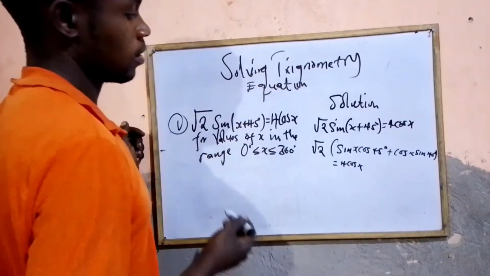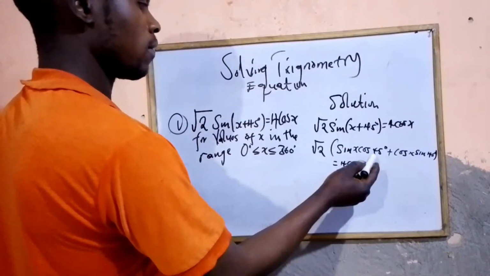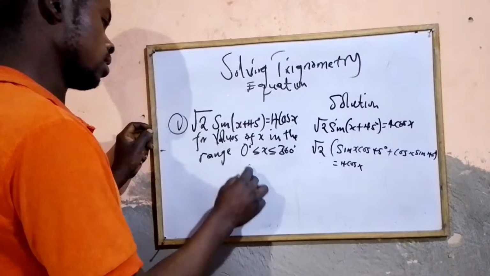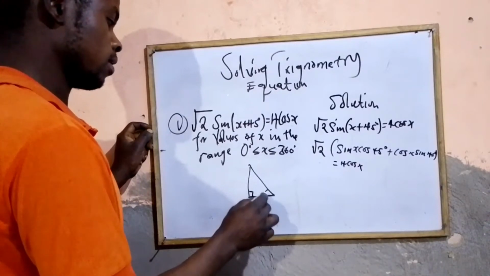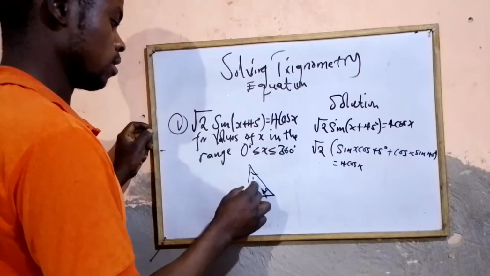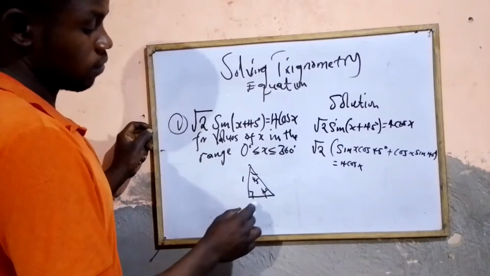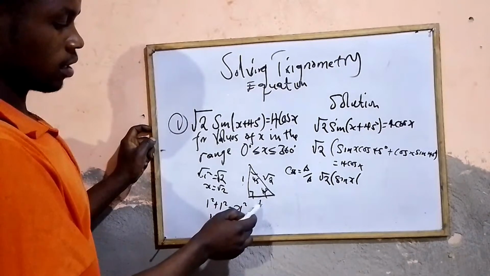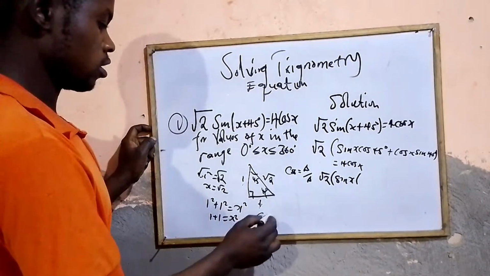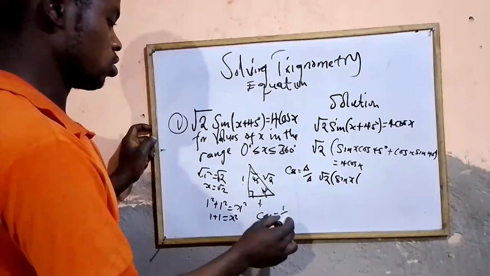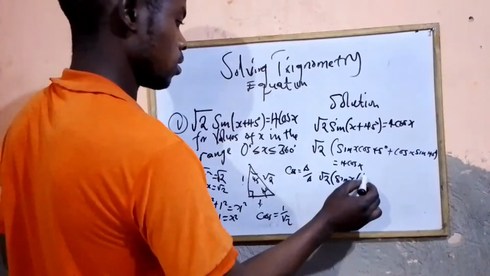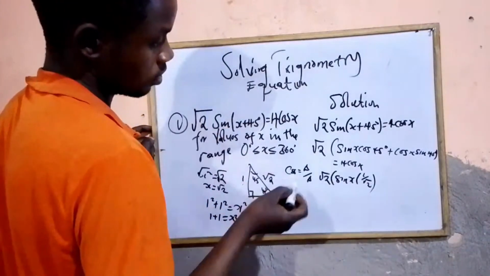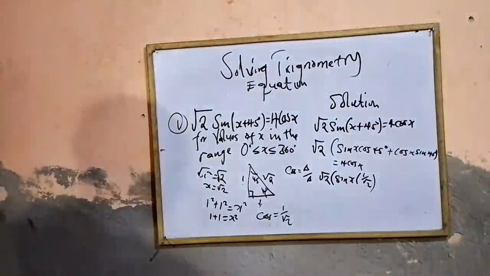From cos 45, we all know that when you have an angle like this, we have 90 here, 45 here, and 1 and 1 as the ratios. If you want to find cos, it is adjacent over hypotenuse, so cos 45 is 1 over root 2. Where there is cos 45, you substitute 1 over root 2. These are special angles.